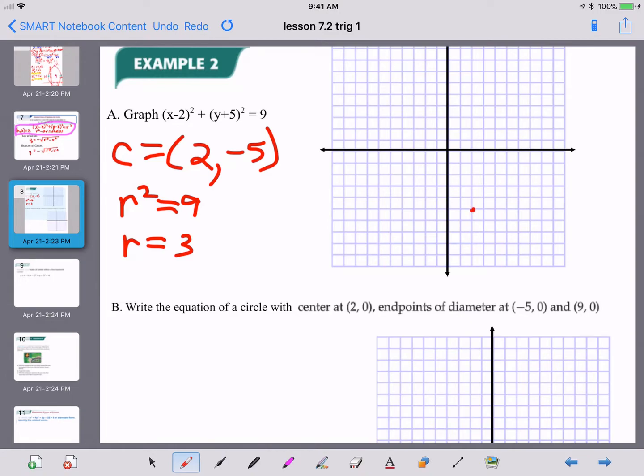We're going to count 3 up, 3 down, 3 to the left, 3 to the right. Put a little center there, and then make your circle.